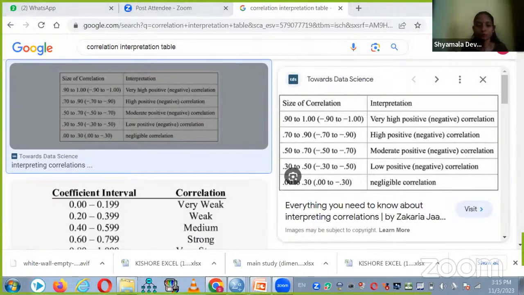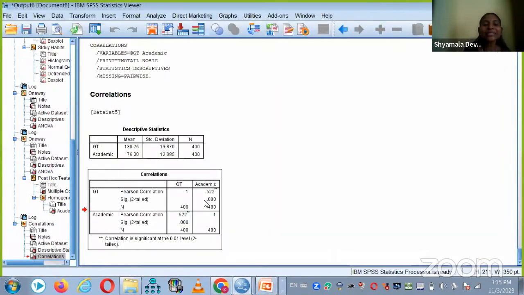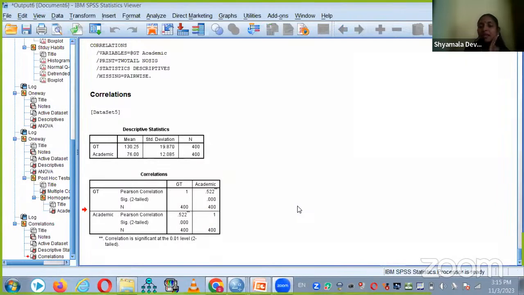So now let me move to the output. What is the R value here? It is 0.5. What will be the interpretation for 0.5? Can anyone give the answer in the chat box? Yes, positive moderate correlation. Thank you, Kishore.